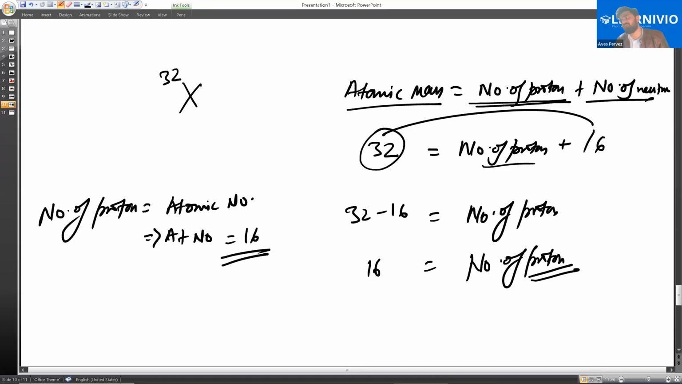Simple. Sarah, can you guess the name of an element which has atomic number 16? What is the name of that element which has atomic number 16? No guess, no idea? Sulfur? Sulfur. Yeah, it is sulfur.